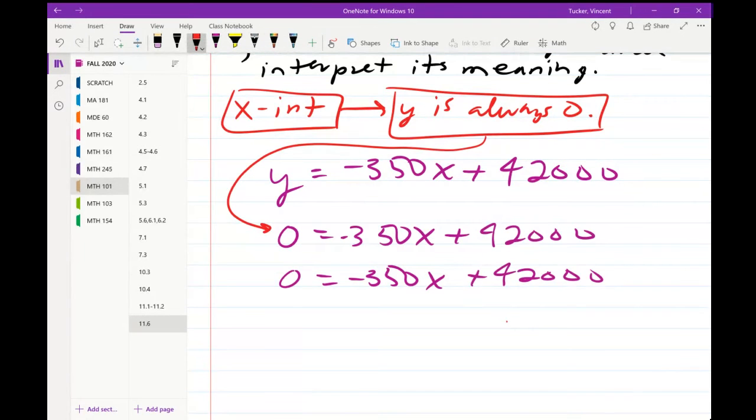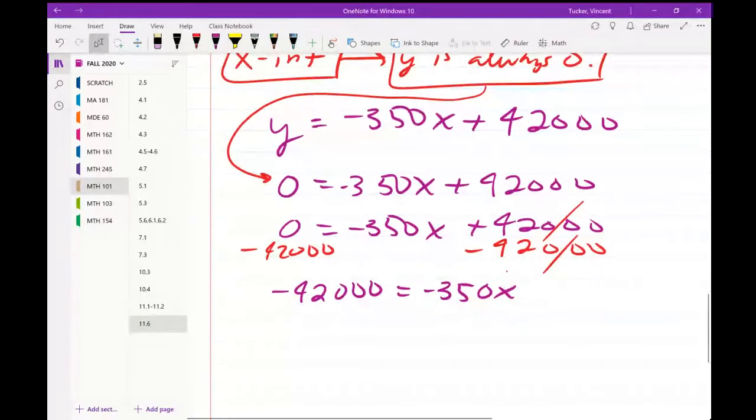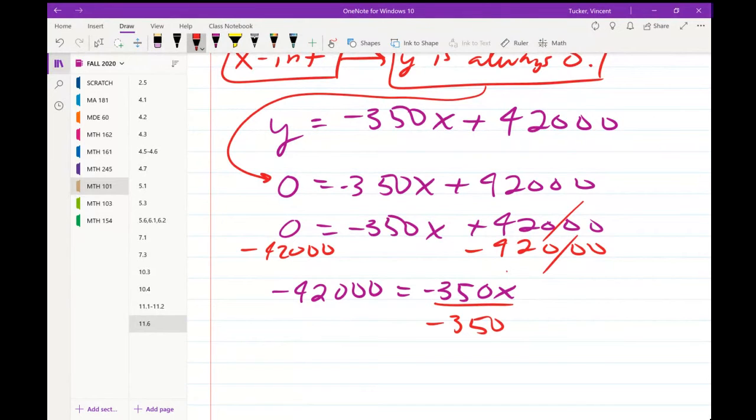We can solve. 42,000 will cancel, leaving us with negative 42,000 equal to negative 350x, divided by negative 350. X is equal to, I think it's 120. Let's see. Yep, x is equal to 120.